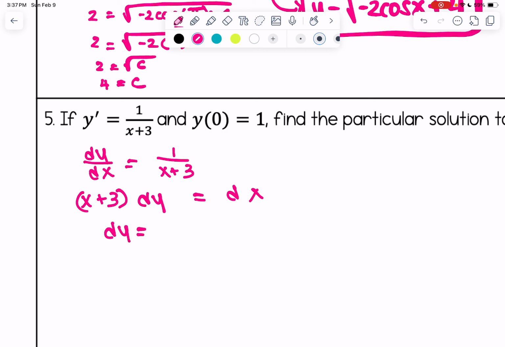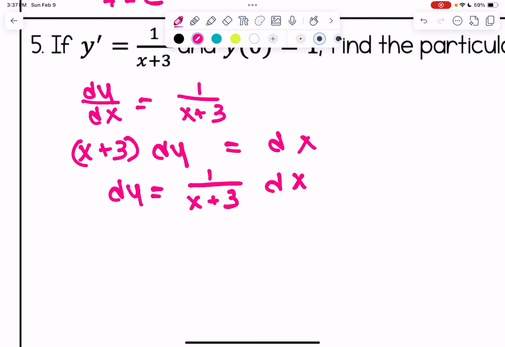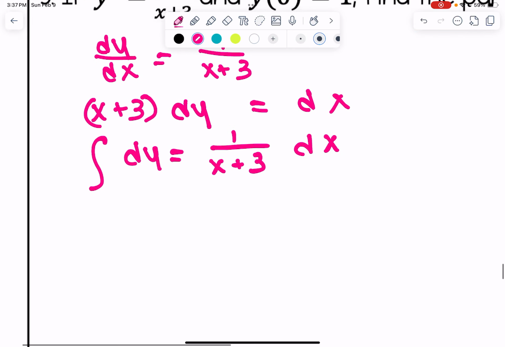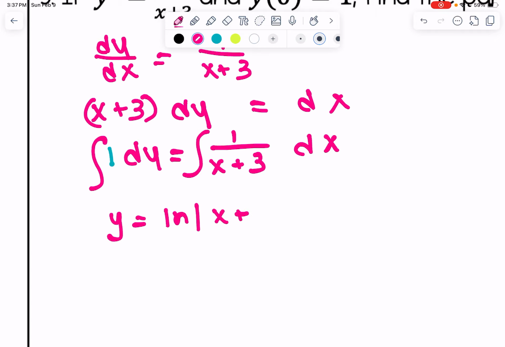My variables are not separated, so I'm going to divide both sides by x plus 3 or multiply by the reciprocal, however you would like to think about that. And now I am able to integrate. So let's recall there's like a little imaginary 1 in there. So when I integrate, I just get y. Over here, I'm going to get ln of x plus 3 plus c.